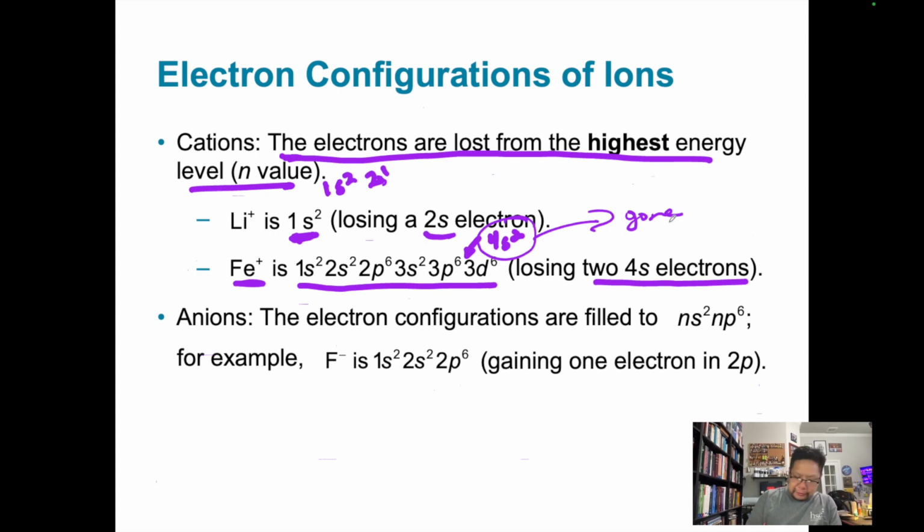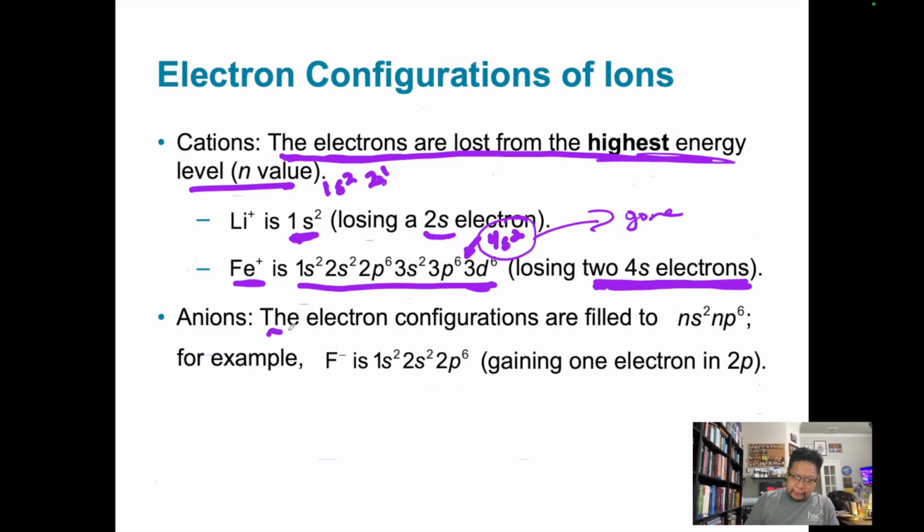The important thing to note here is that you lose electrons from the highest energy level, or the highest n value. It's not necessarily the highest spdf orbital; it's the highest n value that you lose your electron from. Since the highest one for iron here was the 4s, it lost it from there rather than from the 3d6 orbitals.